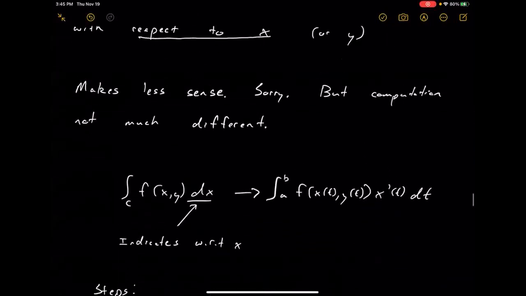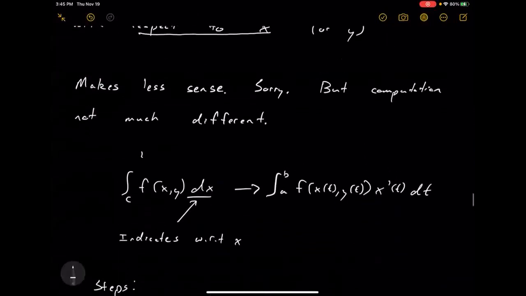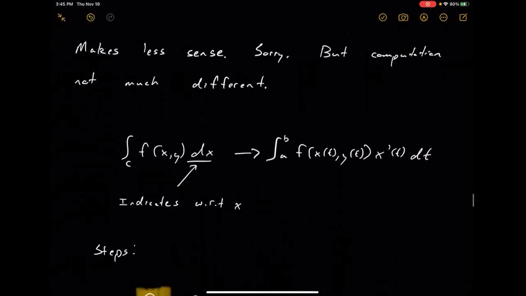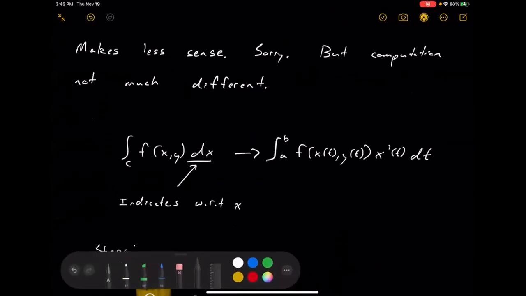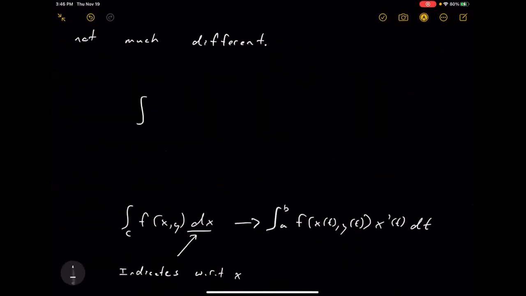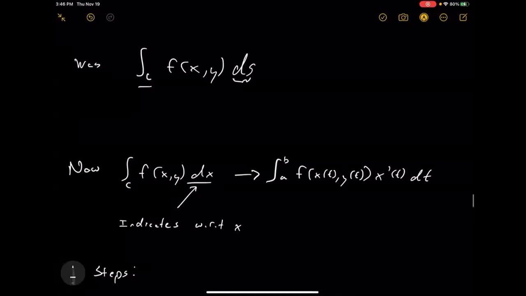This is how the book will indicate that you're supposed to integrate along x. So what were we seeing in the previous cases? We were integrating along a curve, and the notation we used was this. We were integrating along a curve C with respect to arc length. Now what we're doing is we're integrating along that curve C still, but now we're integrating with respect to x.